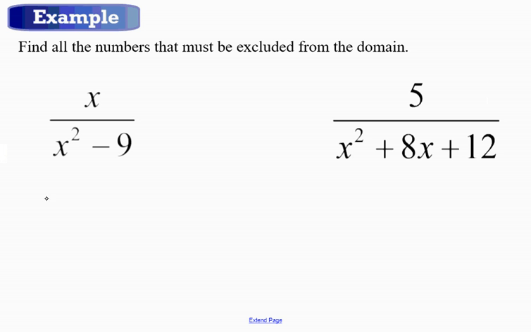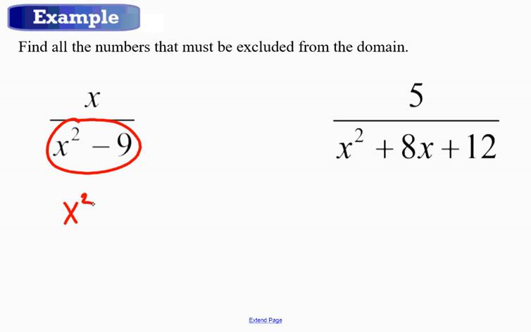So eventually the goal would be to graph items like these. If I were to graph them to start, I'd probably make a table. But I need to know what values I cannot pick because it would make the bottom part be equal to 0. So example, find all the numbers that must be excluded from the domain. What values can I not pick? And I cannot pick any values that make the bottom part be 0. So I'm going to look and see which values are going to make the bottom part be 0.